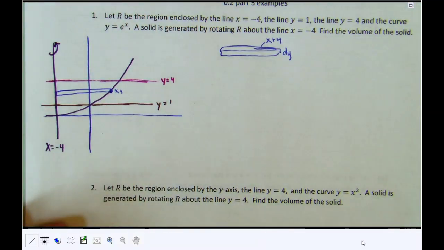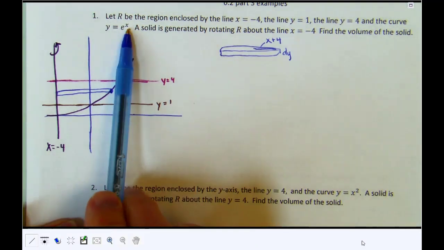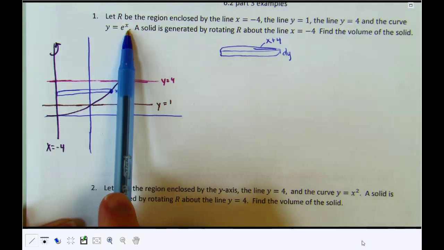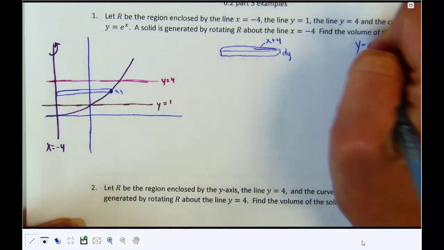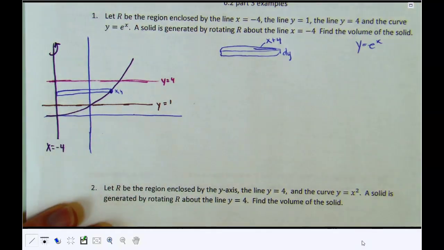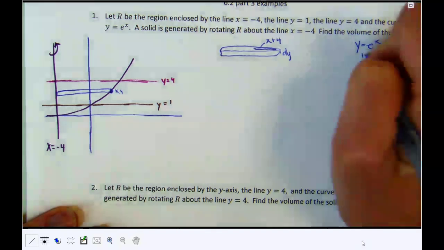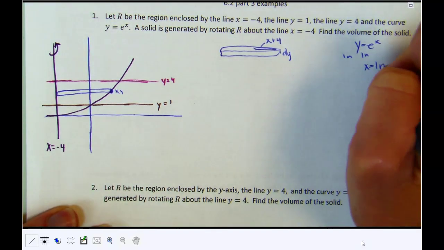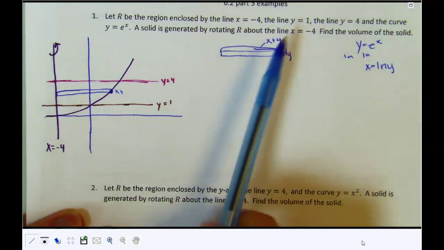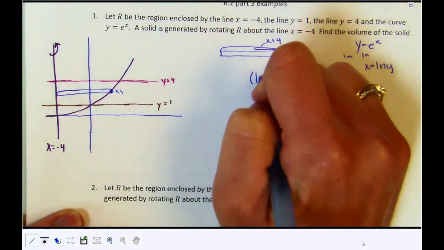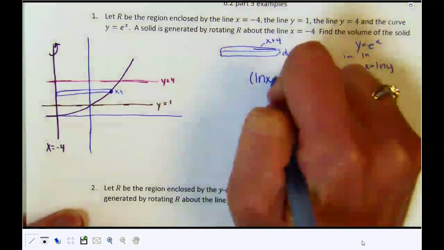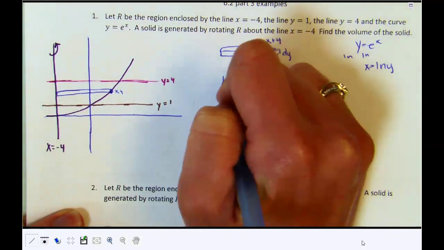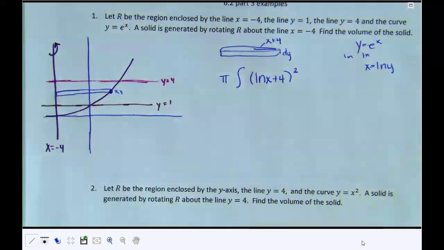Problem is, I don't have an equation for x at the moment. So y equals e to the x. Take the natural log of both sides. So x is natural log y. So my radius then is natural log y plus 4, pi radius squared. Y plus 4, yeah, sorry.